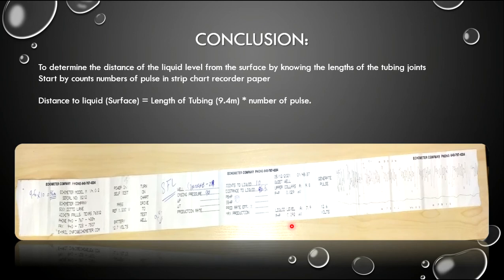And then we come to the conclusions. How do you determine the distance of the fluids from the surface? Simple. The number of joints of the tubing, you multiply by the pulse records. So it's very simple: the length of tubing times the number of pulses. As you see here, you count the number of pulses from the strips here: 1, 2, 3, 4. After that, you know the number, and then multiply by the number of joints. That's the length to the fluid surface that you get.